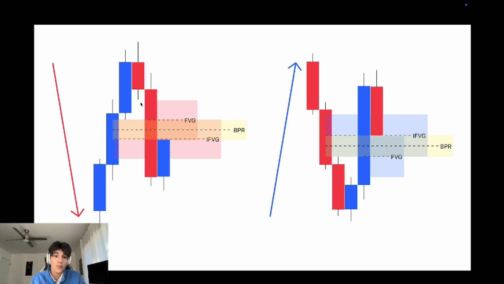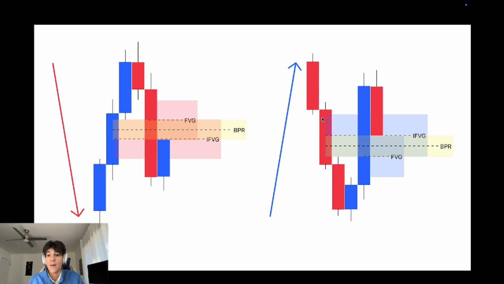And so because the bottom of this first candle and the top of this third candle is where this gap is formed, we could see that this little yellow zone is the overlapping part of this fair value gap and inverse fair value gap. Basically, this is a high probability zone that price will reject because both of these are bearish and they're overlapping in this zone. And same thing with this bullish example.